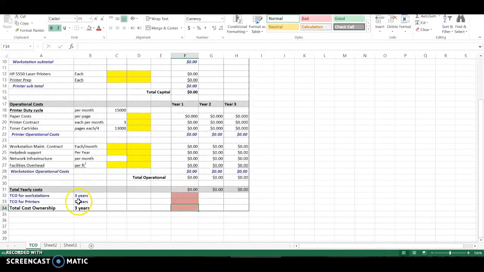So please keep that in mind, that when you're calculating total cost of ownership for the workstation and the printer, you want to make sure that you're getting the 3-year total, not just the first year.